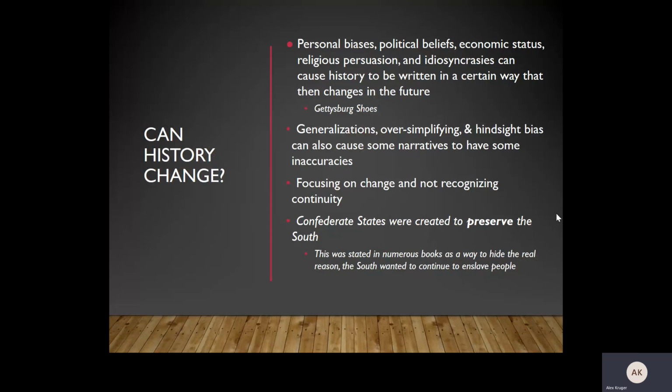Ignore the Gettysburg shoes part. Oh, sorry, I got a stuffy nose this morning. I keep sniffling.